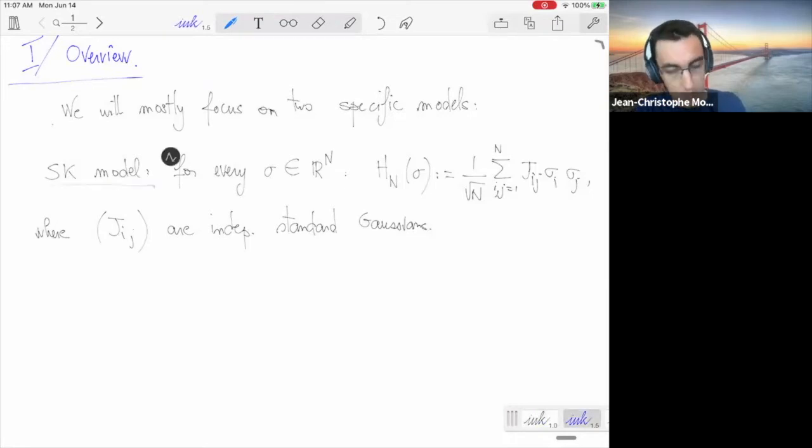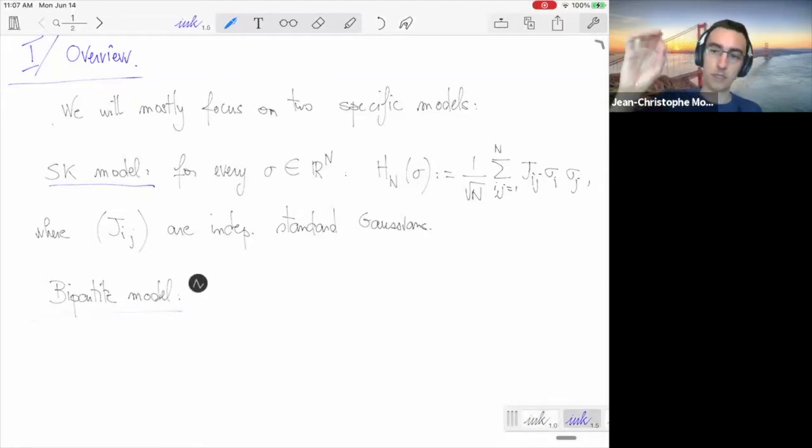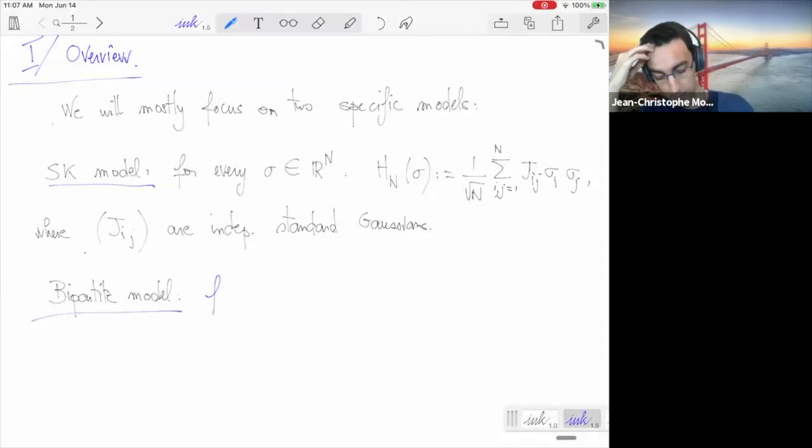That's one model. This model is actually relatively well understood. The second model that I want to discuss, on the other hand, is less understood. And I'm going to call it the bipartite model. It's the situation in which these units, these spins sigma i, are organized on two layers, and in the energy function there are only interactions between one layer and the other layer. So formally, we can define it like this.